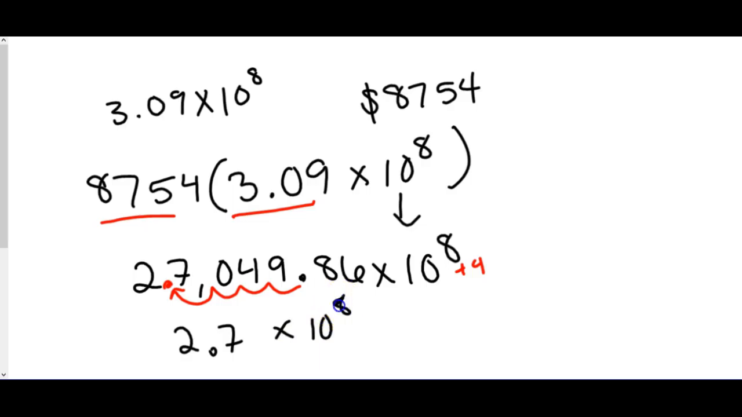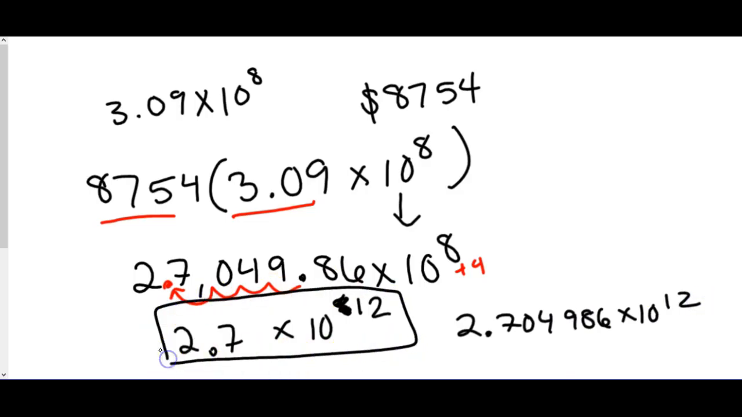Oops, sorry. I needed to add, it's 10 to the 12th now. 8 plus 4 is 12. So they could leave it like this, rather than still having a whole bunch, 0, 4, 9, 8, 6 times 10 to the 12th, because we are trying to simplify this and make it as easy to write out as possible. So that concludes our discussion on scientific notation.